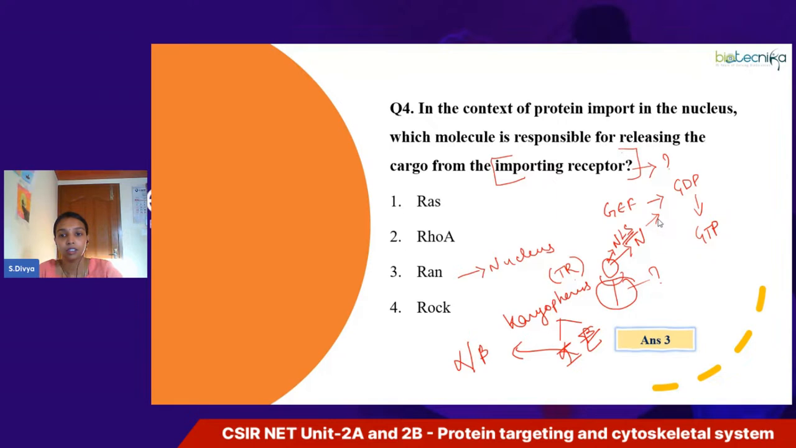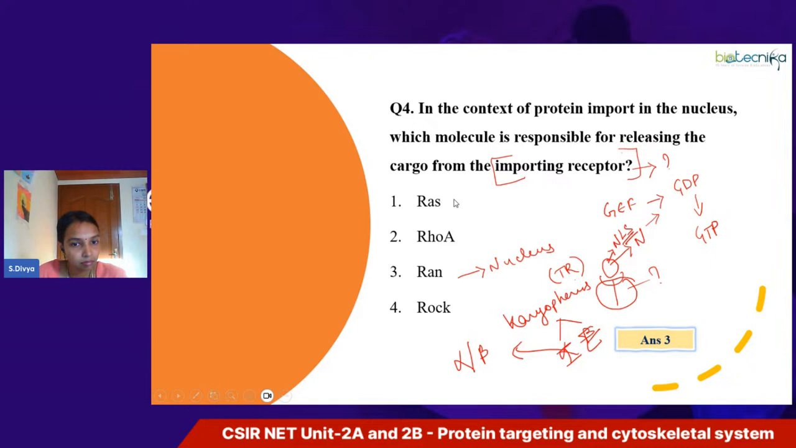So do you know the functions of RAS, RHO and ROC? Of course, RAN, you already told me, I have also given you the explanation. Do you know the functions of RAS protein, RhoA protein and ROC protein? Anyone? RAS protein, I guess many of you might be aware.